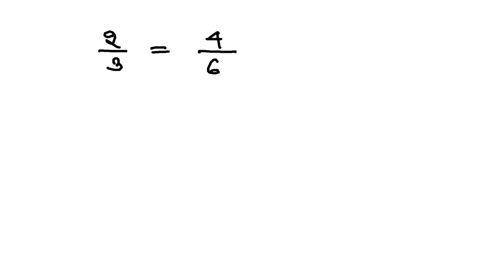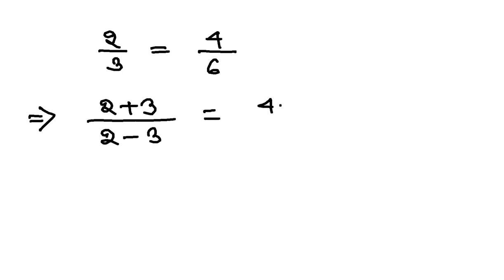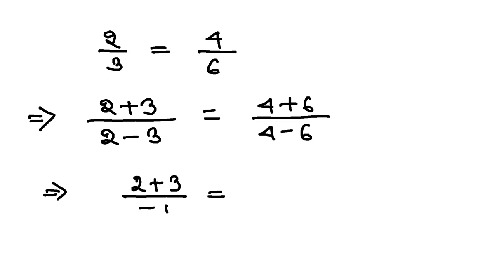So if I apply componendo and dividendo, then (a+b)/(a-b), so (2+3)/(2-3) is equal to (c+d)/(c-d), so (4+6)/(4-6). That means 5/(-1) is equal to 10/(-2), isn't it? This is how we are going to apply componendo and dividendo.